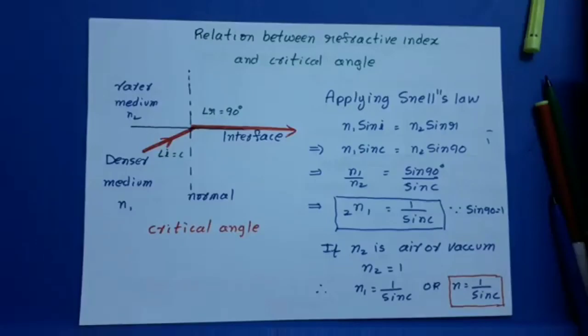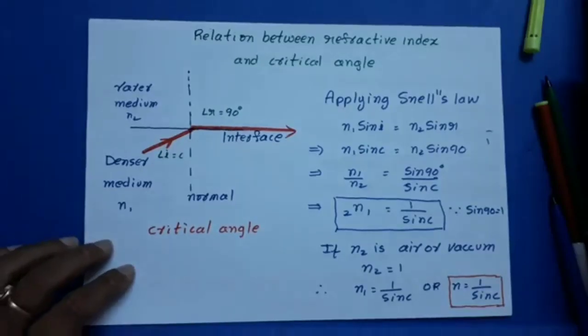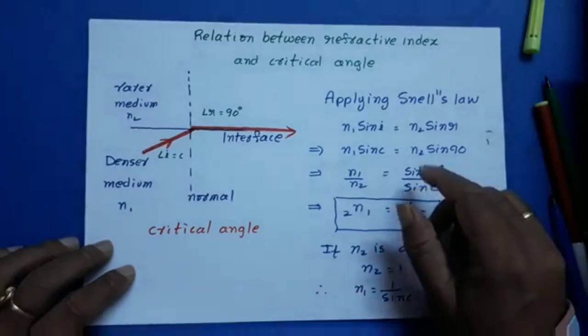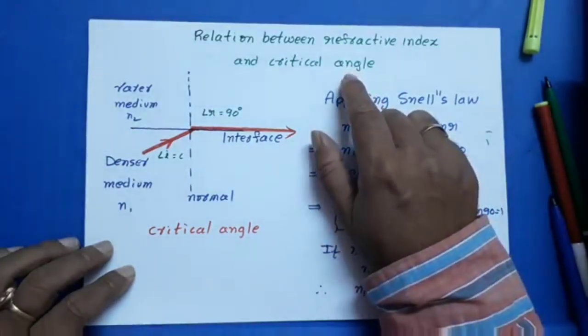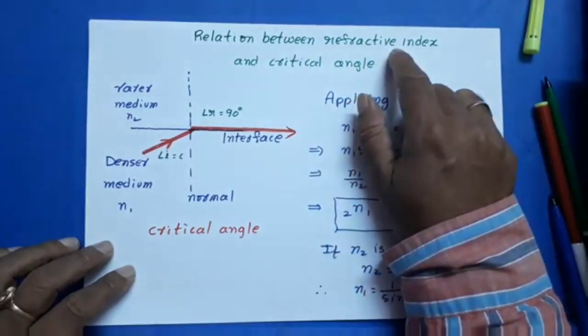So you can see some examples and the derivations part in the critical angle by some writings now. Okay. Students, now we are deriving a relation between critical angle and refractive index.